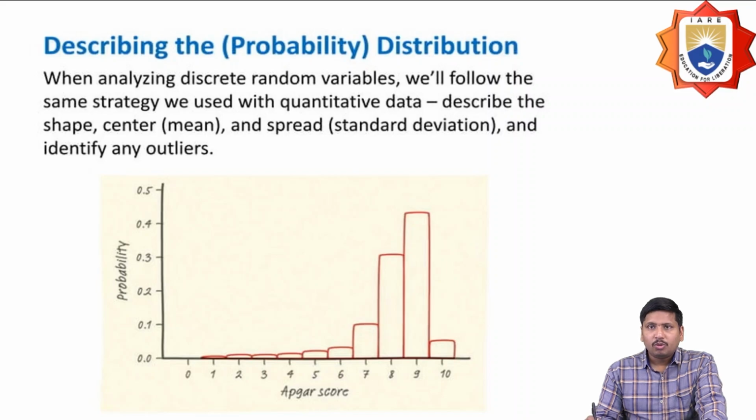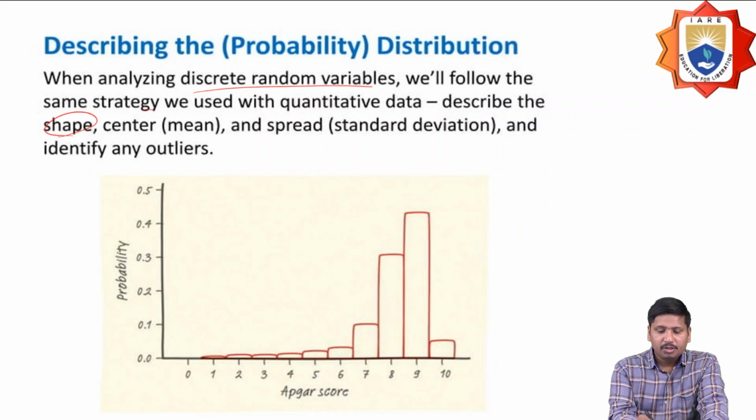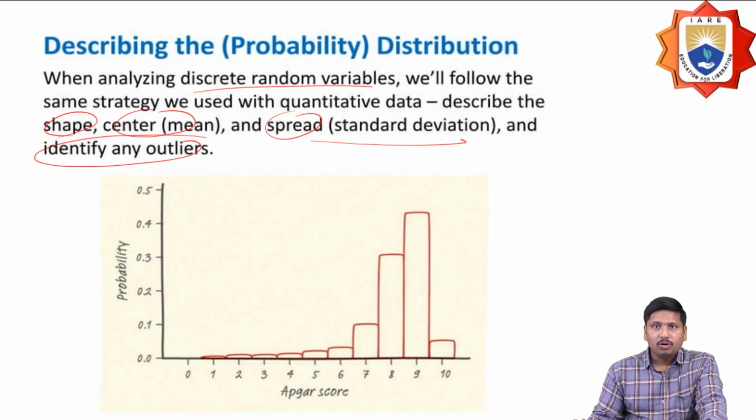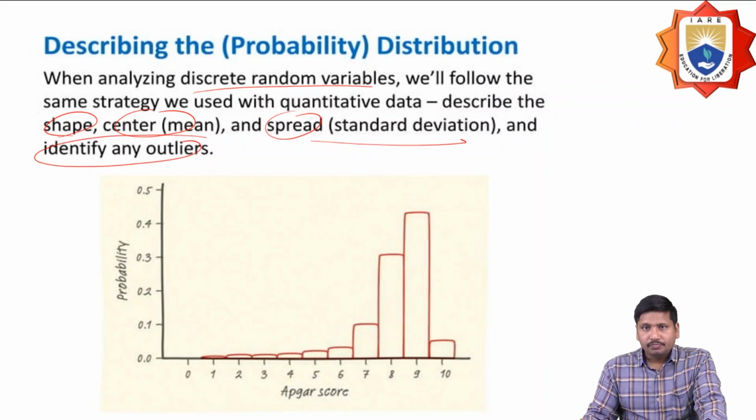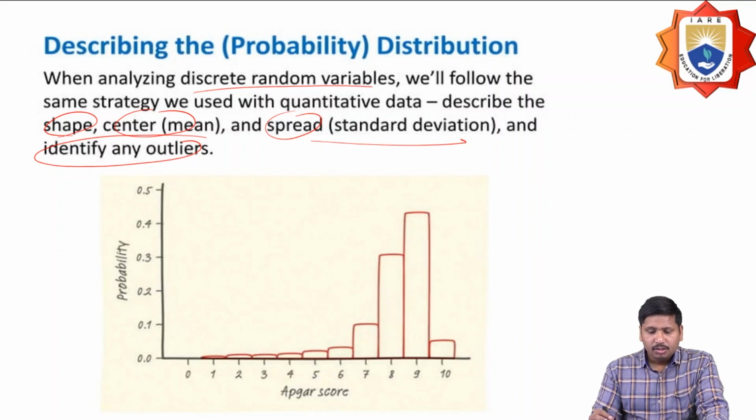And describing this probability distribution. While analyzing discrete random variables, we are going to follow a strategy in order to use this quantified data: describe the shape, the center, which is the mean, and the spread, which is the standard deviation, and identify any outliers also.